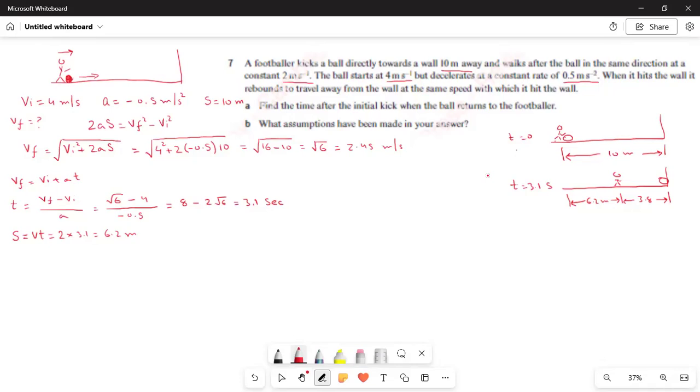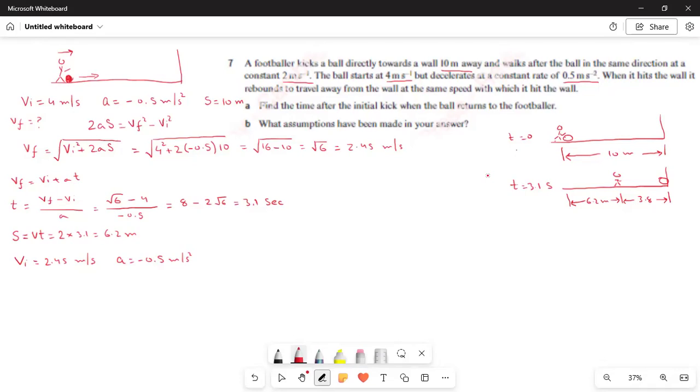Okay, so now the initial speed of the ball for the return journey, after 3.1 second, I will say that the initial speed of the ball now is 2.45 meter per second. Okay, it's not specified, but I will assume that when the ball is returning back, it has the same acceleration. They're not talking about this acceleration in this question, but I will assume that the ball will have the same acceleration. So, okay, acceleration is minus 0.5 meter per second square.